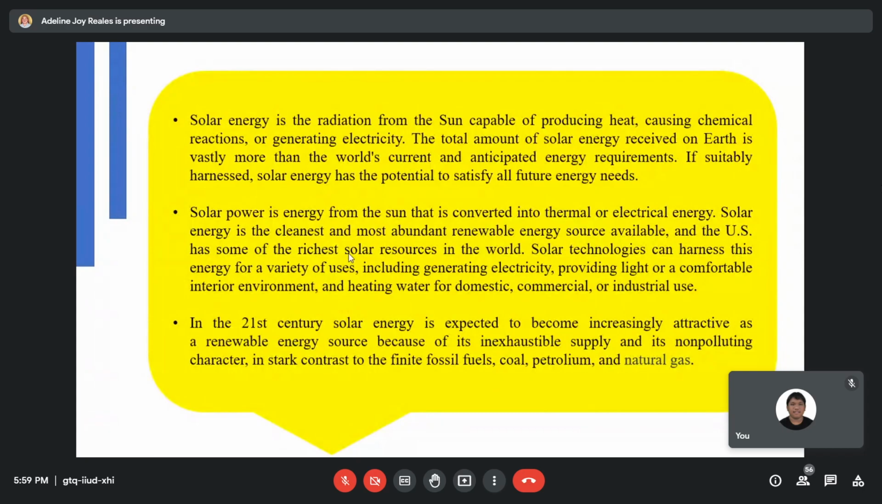Solar technologies can harness this energy for a variety of uses, including generating electricity, providing light or a comfortable interior environment, and heating water for domestic, commercial, or industrial use. In the 21st century, solar energy is expected to become increasingly attractive as a renewable energy source because of its inexhaustible supply and its non-polluting character, in stark contrast to the finite fossil fuels, coal, petroleum, and natural gas.